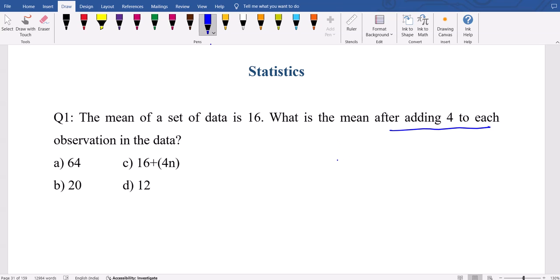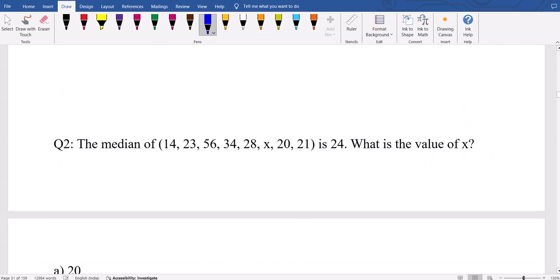If you add 4 to each observation, then the new average or new mean will be the previous one plus 4, which is equal to 20. So it doesn't depend on n or 64, nothing like that. If each data is added by 4, mean is added by 4. If each data is multiplied by 4, mean is multiplied by 4, like that you can take. That's a direct property related question.